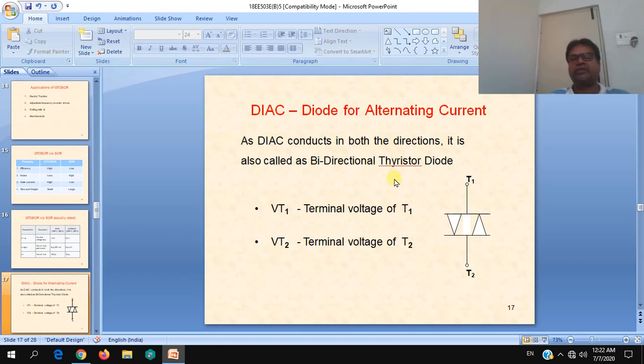From there, evaluate the concept of the DIAC, and also from the thyristor family devices. After the invention of the SCR, developments were made by properly doping the regions, and the DIAC has been made, which is shown in this figure with terminals T1 and T2. VT1 is the terminal voltage in the forward direction, VT2 is the terminal voltage in the reverse direction.